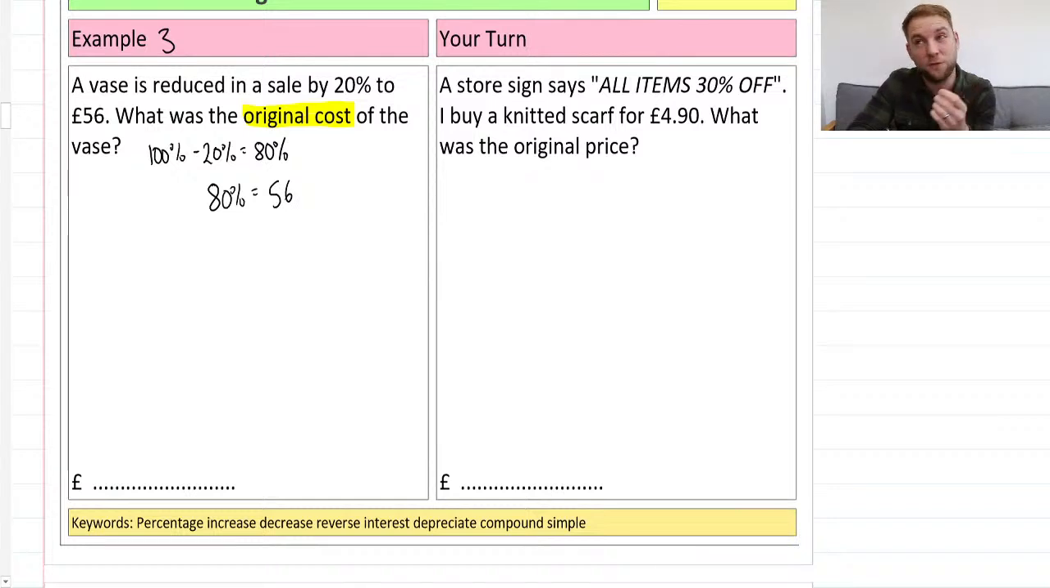Now, I could find 10%. I will do that actually. So divided by 8 this time. Divided by 8 this time. Because 80 divided by 8 is 10%. 56 divided by 8 is equal to 7.